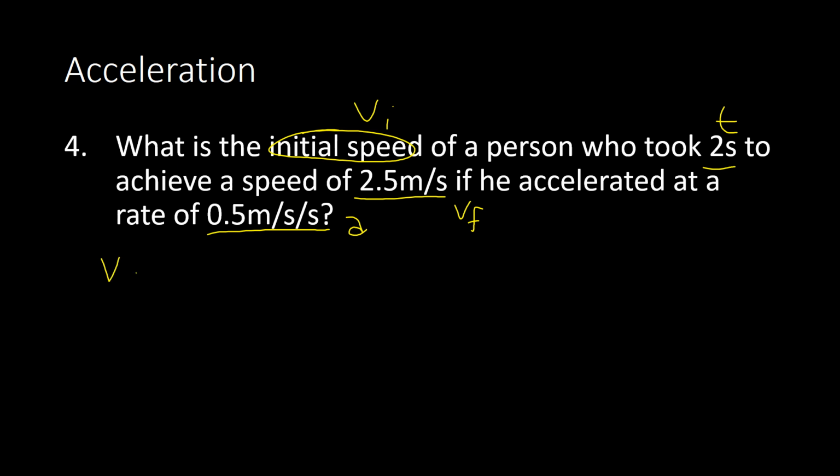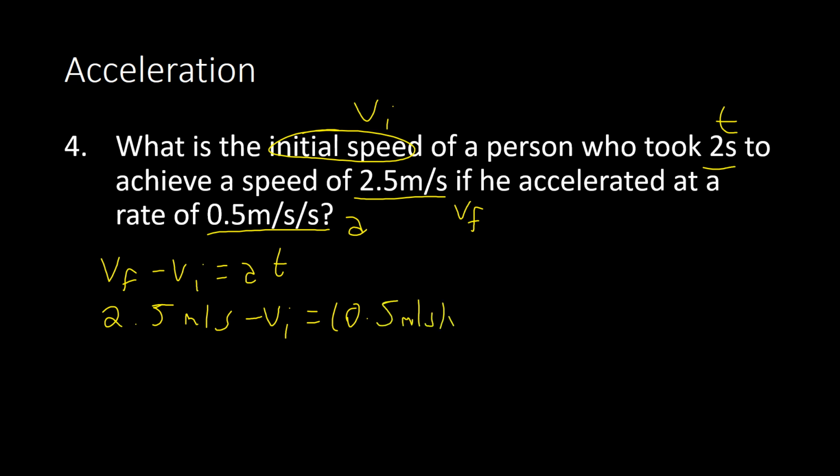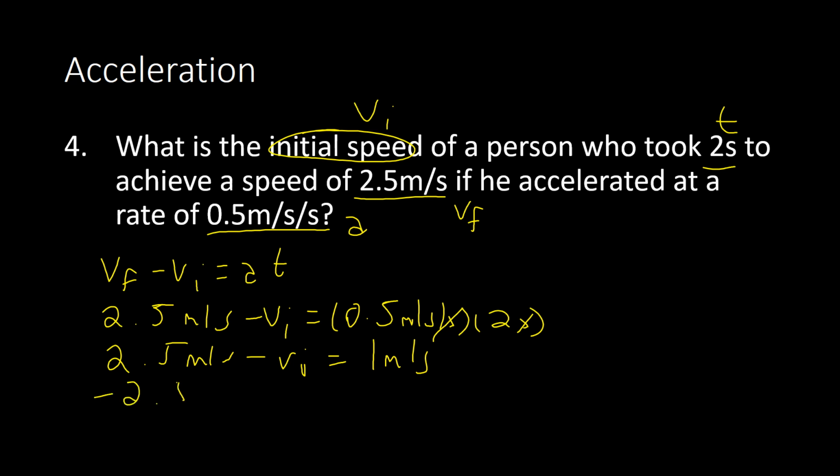So I'm going to start with that same formula, VF minus VI equals A times T. So that's going to give me 2.5 meters per second minus VI equals 0.5 meters per second times 2 seconds. My seconds are going to cancel out. So that leaves me with 2.5 meters per second minus VI equals 1 meter per second. I'm going to subtract the 2.5 to get it off of that one side.